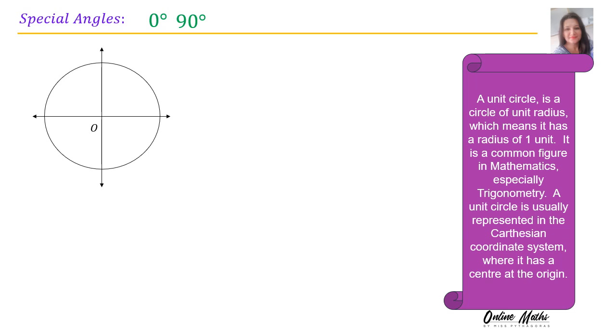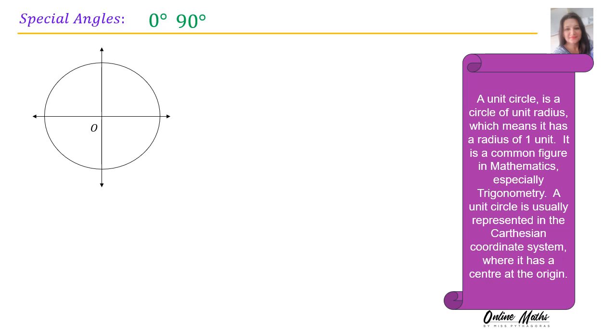Now let's start with the special angles 0 degrees and 90 degrees. Before we go there, if you look at this purple block here, I want to explain something that we call a unit circle. A unit circle is a circle of unit radius, which means it has a radius of 1 unit. It is a common figure in mathematics, especially trigonometry. A unit circle is usually represented in the Cartesian coordinate system, where it has a center at the origin.